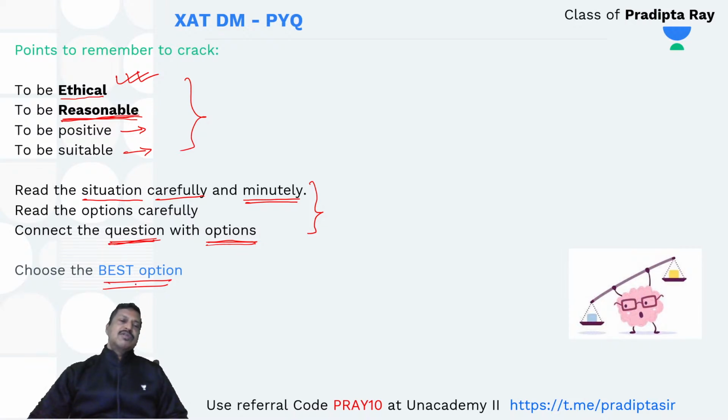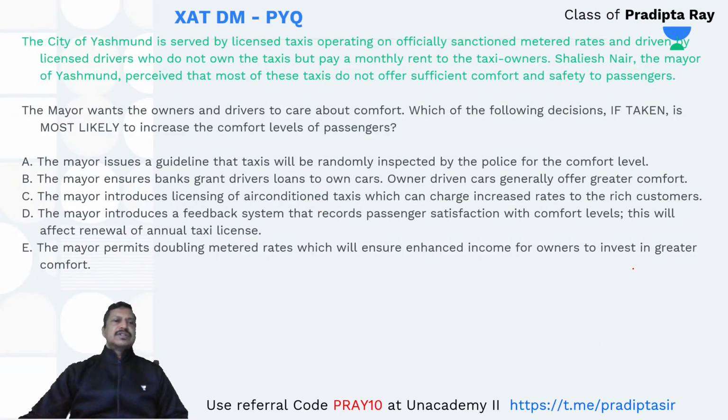And as I told you, out of the options, the best option is to be chosen. That means it is not about what you feel is the correct one. Out of the options available, you need to find the best one. So you actually need to balance the whole thing, right? Okay. All right. So let's get into the first question. The description is given at the top, and then the question is in black.